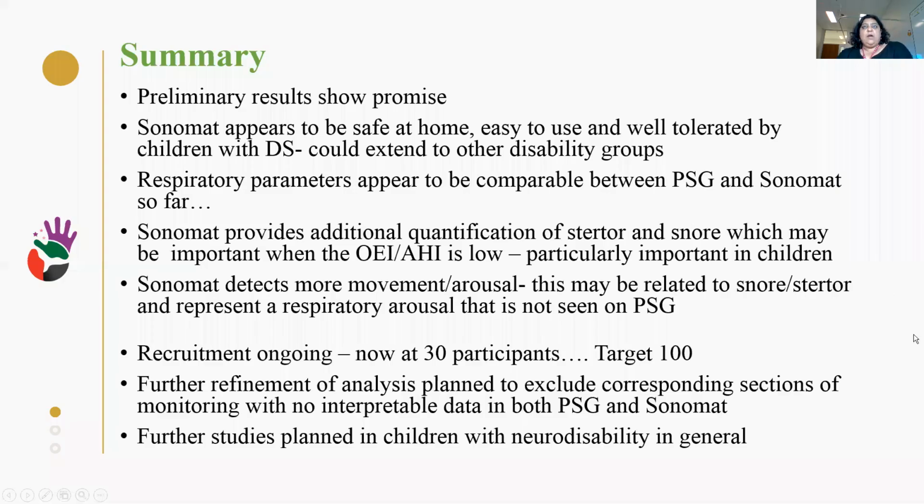So in summary, our preliminary results show promise. The Sonomat appears to be safe at home, easy to use, and well tolerated by children with Down syndrome. And this could potentially extend in the future to other disability groups. So far, our respiratory parameters appear to be comparable between the PSG and Sonomat. The Sonomat also seems to provide us with some additional measures, such as Sterta and snore, which will be important, particularly in children in whom the apnea-hypopnea index is low.